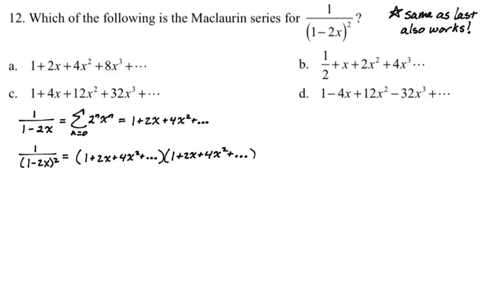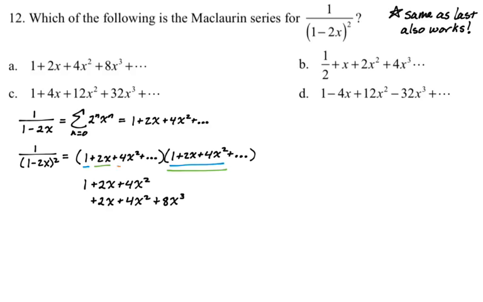But because we're going to match an answer choice, we don't need to do that. So I'm going to set this up, I'm going to do 1 times everything, and I'm going to write that down. So that's 1 plus 2x plus 4x squared. Now I'm going to take 2x and multiply it by everything. So 2x times everything, so 2x, 4x squared, and then we'll get an 8x cubed.